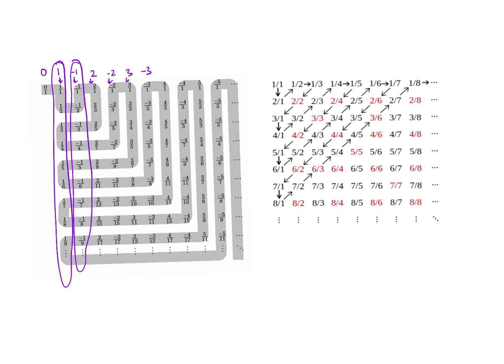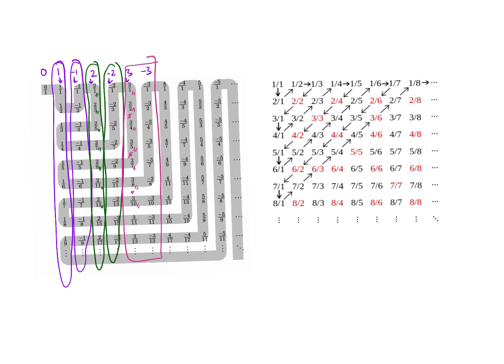For 2, I want this to be in lowest terms. So I'm not going to include any even numbers in my denominator. So I'm only going to have the odd ones. 1, 3, 5, 7, 9, 11, 13, and so forth. And the same is true for negative 2. For 3, I don't want any multiples of 3 in my denominator. So I'm just going to have all of the numbers except multiples of 3. So I'm skipping 3, I'm skipping 6, I'm skipping 9 as my denominators there. And the same thing is true for negative 3.